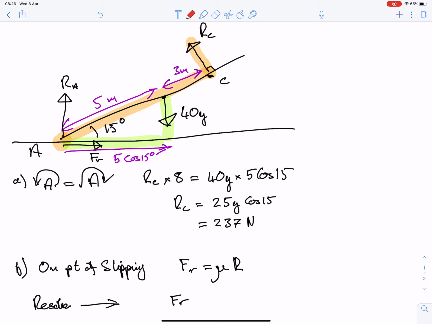So RC is made up of two bits. We've got a vertical component. So that's going to be RC, and if we take that angle, RC cos of something. Question is, what is that something? So we've got 15 degrees here, so this has got to be 75. This we've already said is perpendicular, so that's 90. So that must be 15 degrees. So the blue bit here, RC, it's next to the 15, so it's cos of 15.